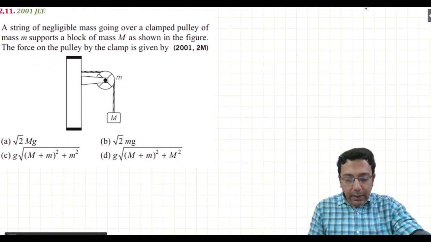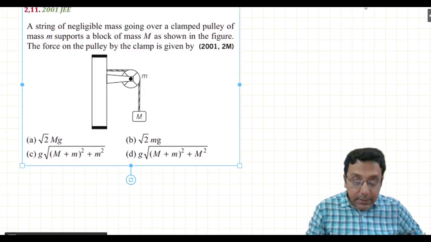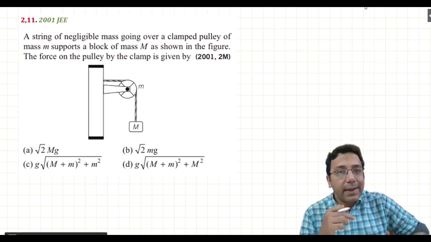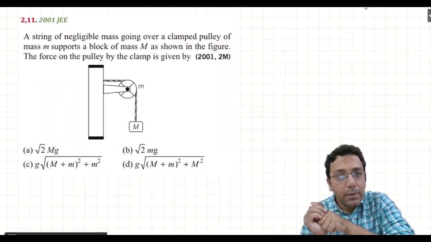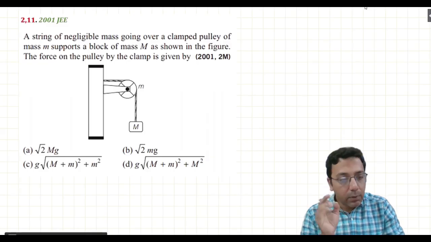Next one, what is given here? A string of negligible mass going over a clamped pulley of mass small m supports a block of mass capital M, as shown in the figure. The pulley is having a mass of small m. The force on the pulley by the clamp, so there will be a reaction force, is given by one of the four options.